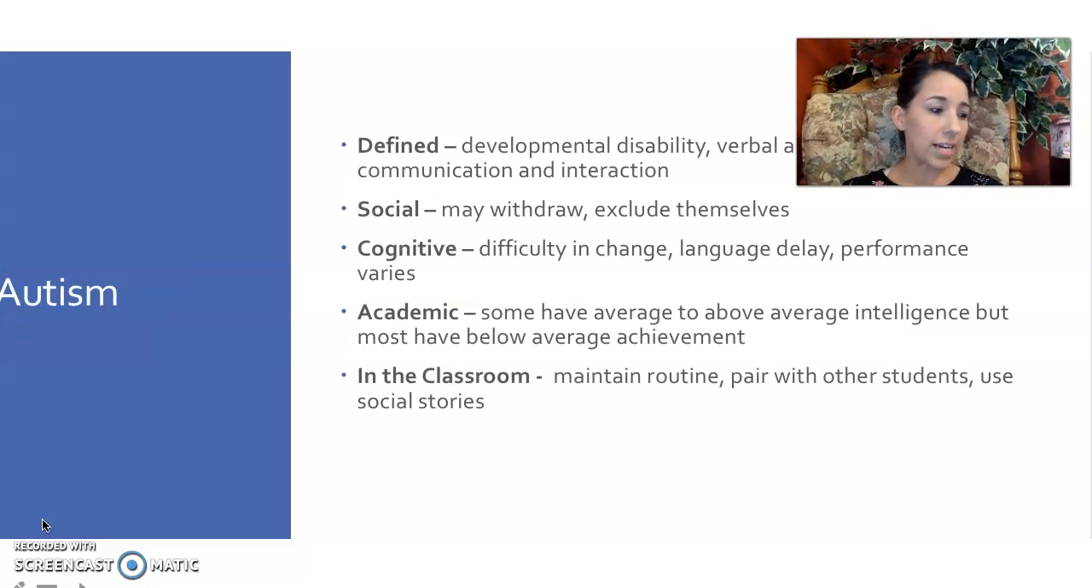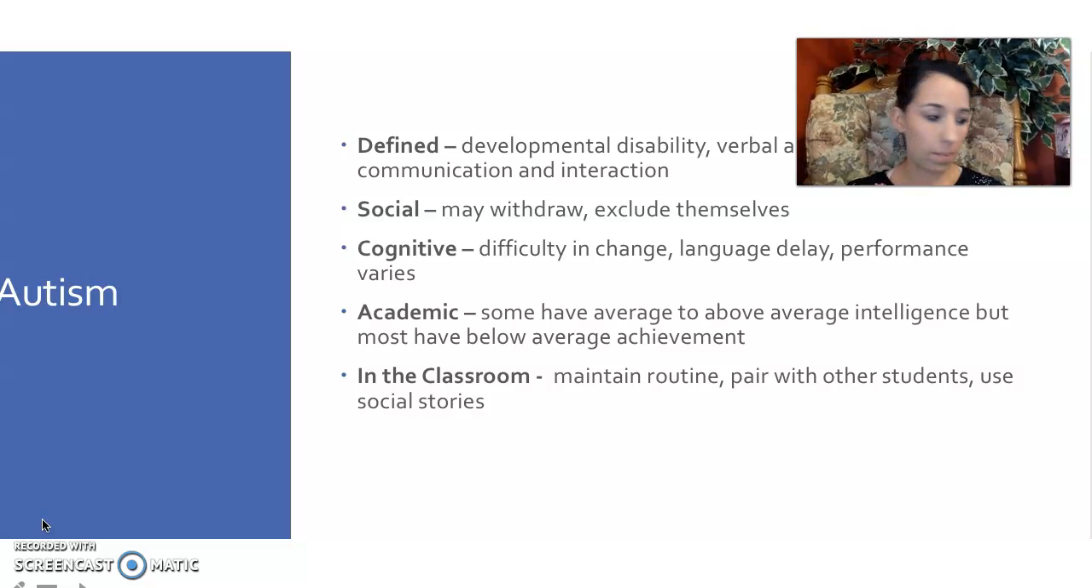Autism. This is defined as a developmental disability that significantly affects verbal and nonverbal communication and social interaction. Socially, they may be withdrawn or exclude themselves from events. They lack an ability to make friends or keep friends. They don't want to maintain relationships, and they don't have interest in approaching other people.